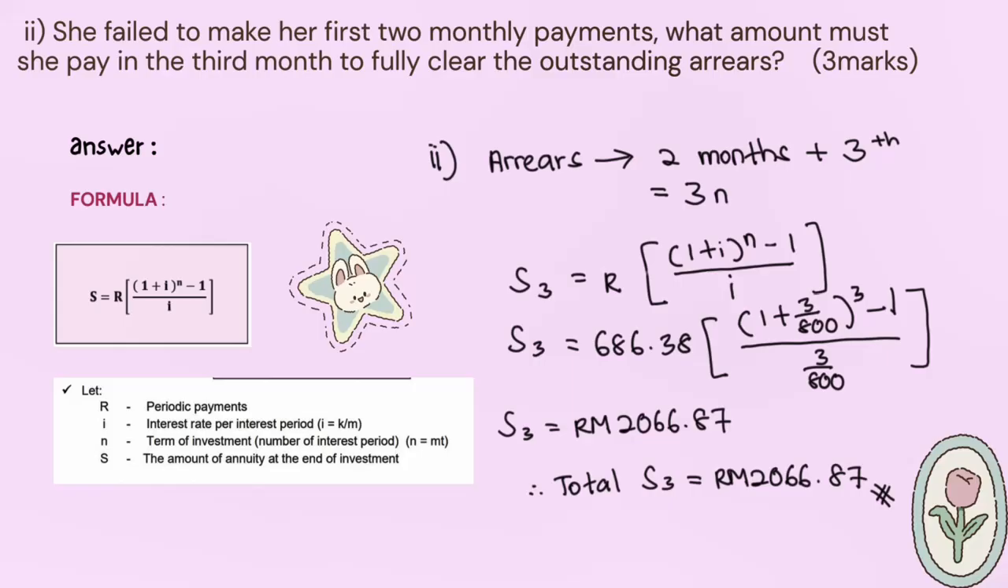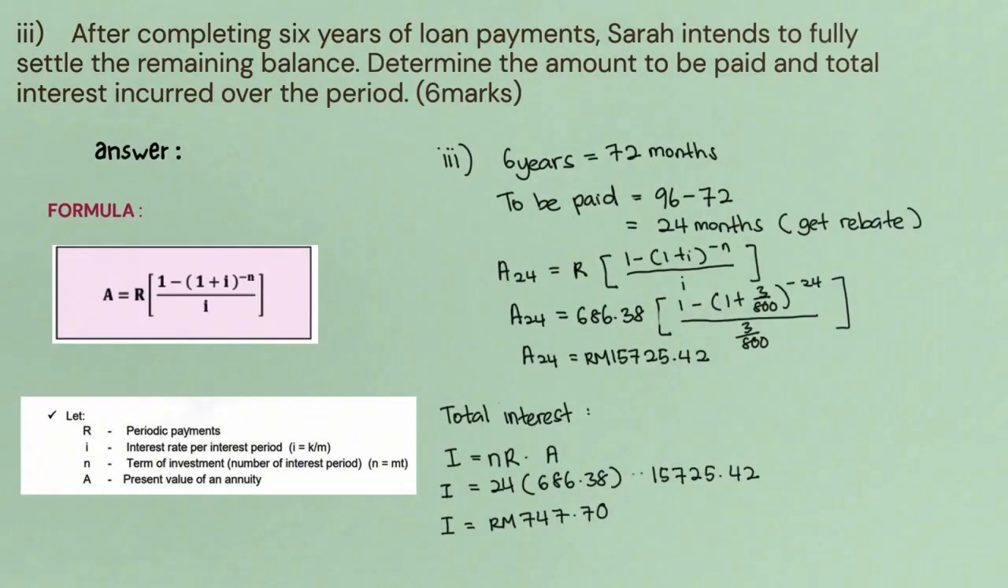So we use the formula to know how much Sarah must pay for the 3 months. S equals R times (1 plus I)^N minus 1 over I. So S equals 686 ringgit 68 cents times (1 plus 3 over 800)^3 minus 1 over 3 over 800. So the total Sarah has to pay for the 3 months is 266 ringgit 87 cents. Next, we go to question 3.